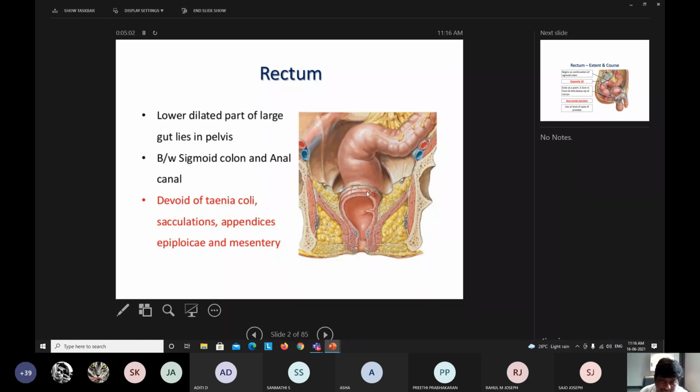Also, it does not have a complete peritoneal covering. The rest of the large intestine is covered by peritoneum, but the rectum is not completely covered by it. So it lacks four features: the tinea coli, the muscle coat; the saculations, the foldings, also called haustra; the appendices epiploicae; and the mesentery. All these are not present in the rectum.